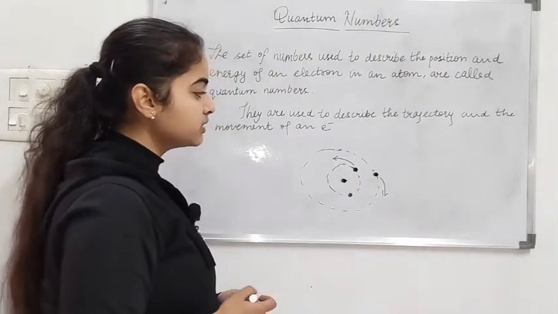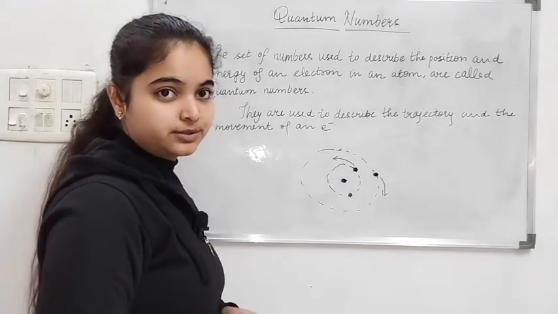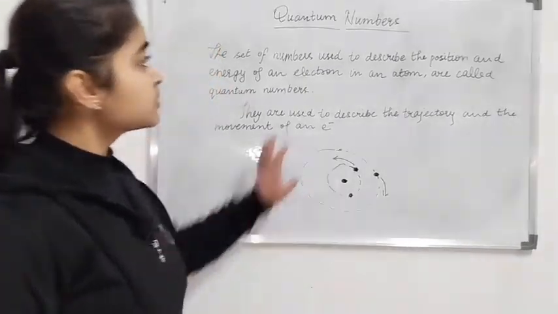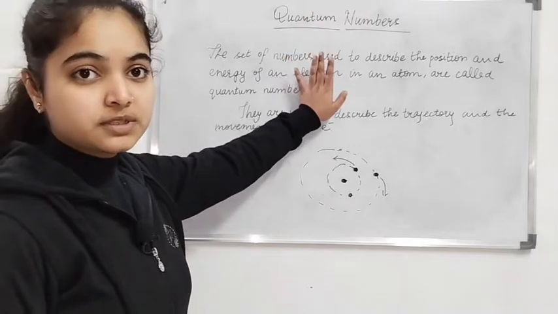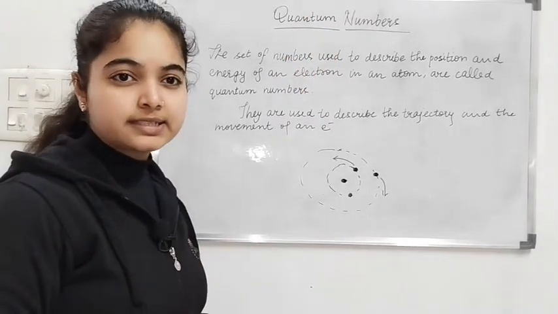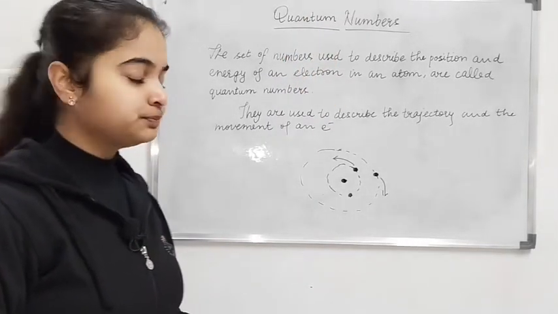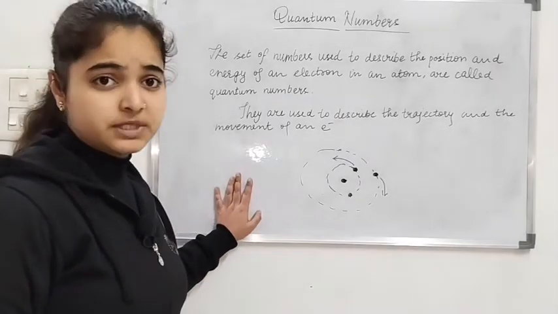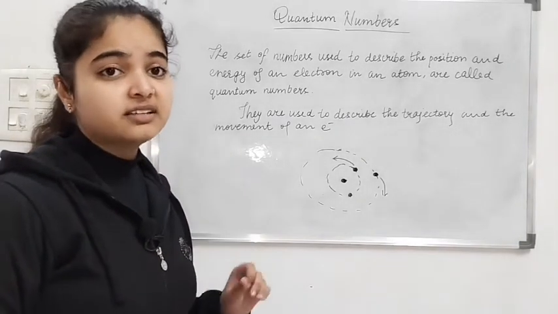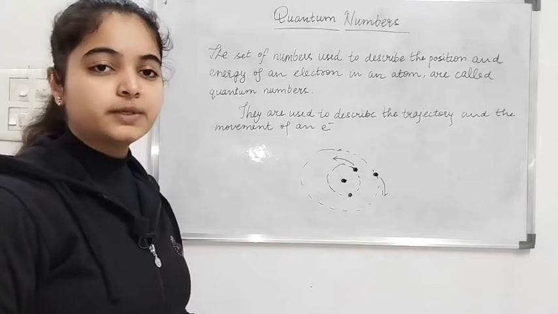So how to know the exact path of a particular electron in an atom? The answer is quantum numbers. Quantum numbers help us to trace the exact path of a particular electron. With the help of quantum numbers, we can trace the exact trajectory or the path of a particular electron.